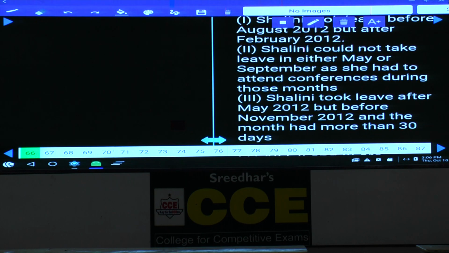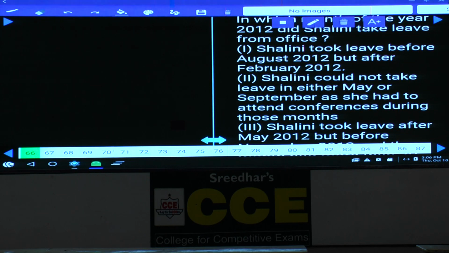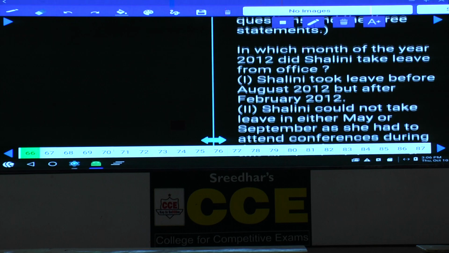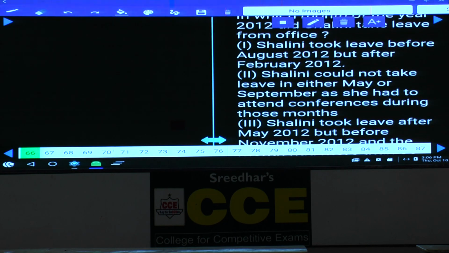Then what is the first one we have? Shalini took leave before August 2012 but after February 2012, isn't it? With the help of condition number 1, that means March, April, May, June and July. Out of these 5 months, any month.